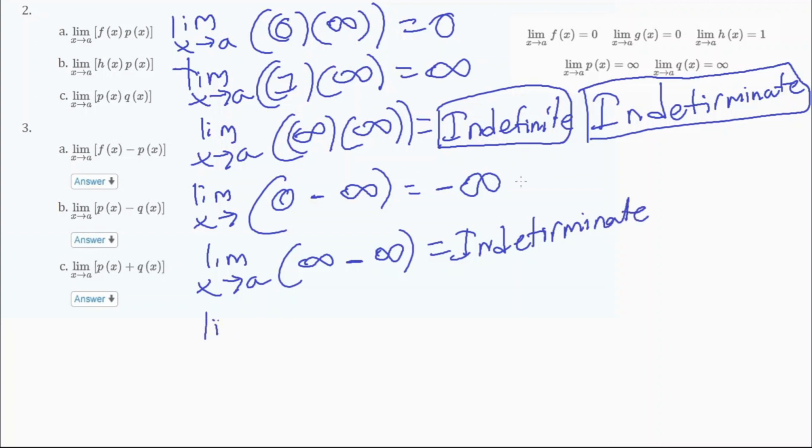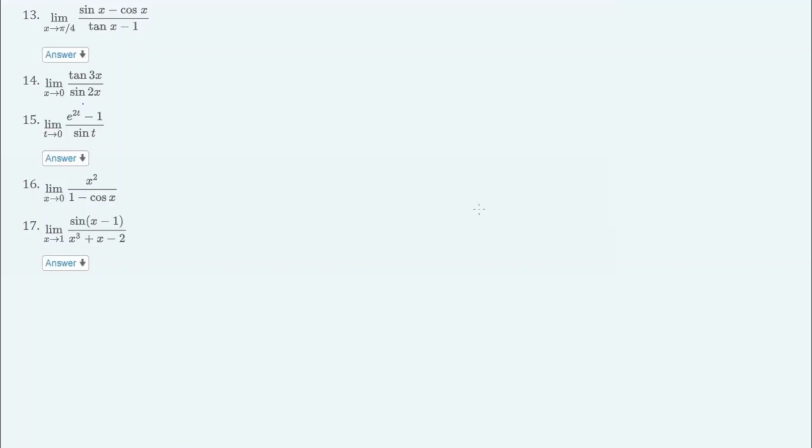And then we have limit as x goes to a of p of x plus q of x. So this is going to be infinity plus infinity. And the answer to that is actually going to be infinity. All right, so I want you guys to try number 13 through 17. These are focusing on mostly trig functions. So you would use L'Hospital's rule to figure out the answer.